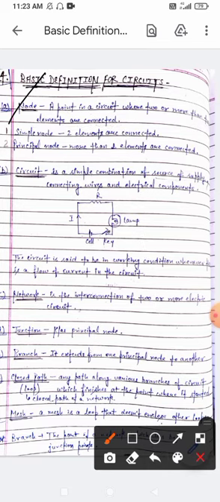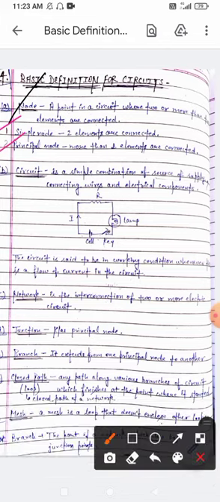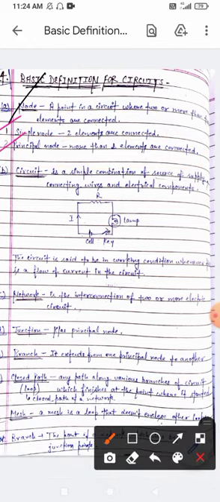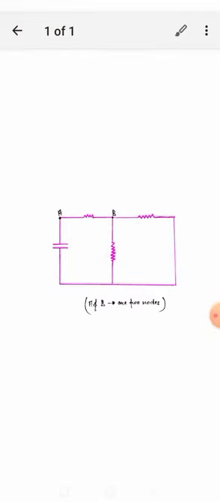Depending upon how many elements are connected at a point or a node, the nodes are classified into two types. First one is simple node, second one is principal node. When two elements are connected, it is known as simple node, and when more than two elements are connected, then it is known as principal node.